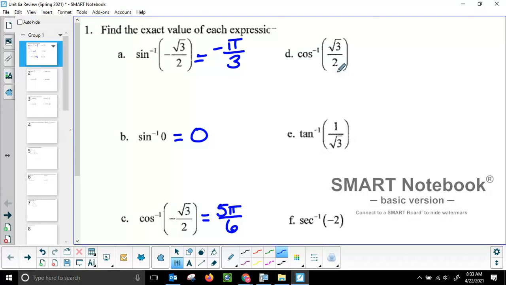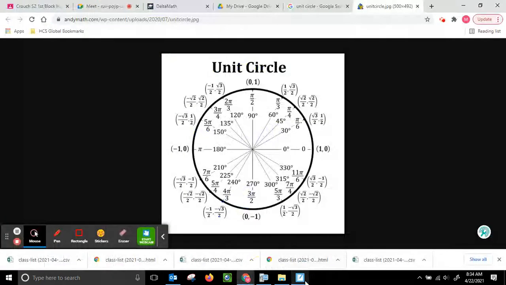D, inverse cosine of positive square root of 3 over 2. Again, inverse cosine is the top half of the unit circle. So we go to the top half of the unit circle and say, where is my x coordinate positive square root of 3 over 2? That happens right here at pi over 6.